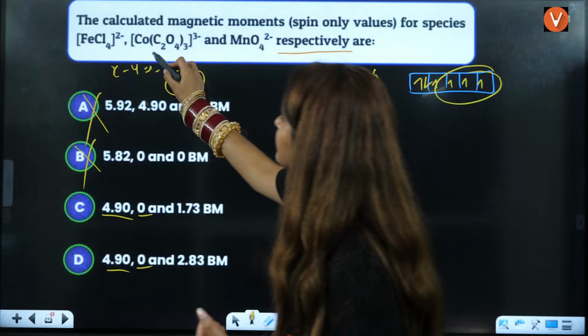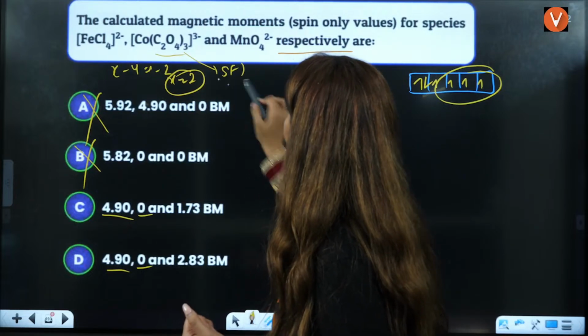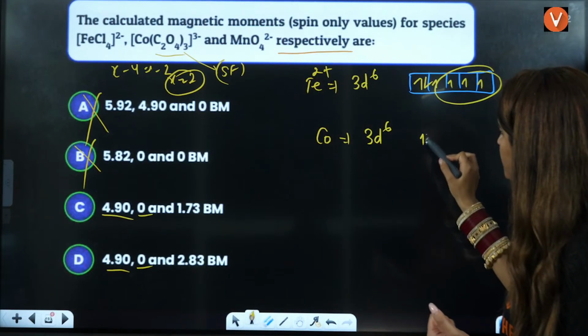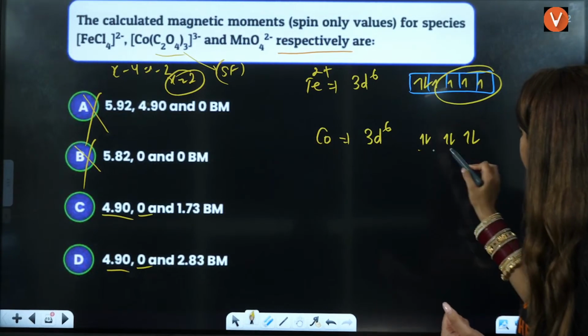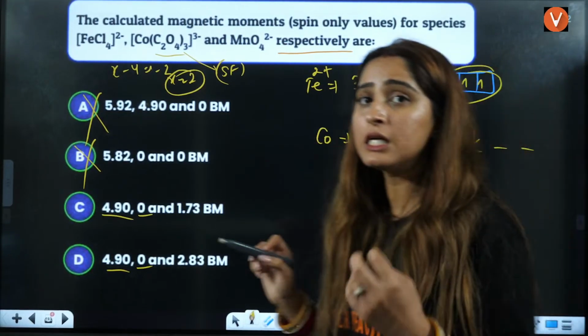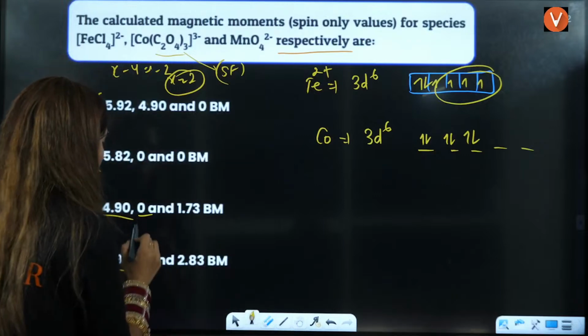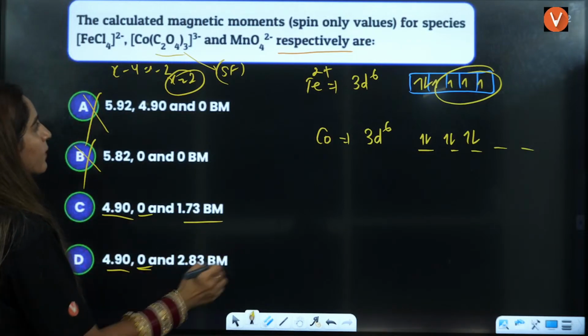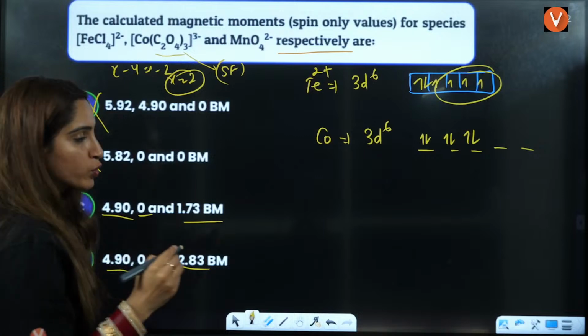But oxalato is a strong field ligand. It is going to cause pairing. So it is 1, 2, 3, 4, 5, 6. Okay, this is how you will fill the d orbitals. So there is no unpaired electron. Talking about the last one, that is MnO4 2 negative.